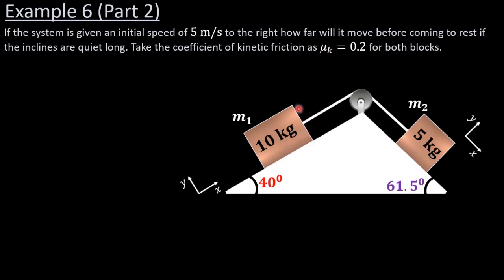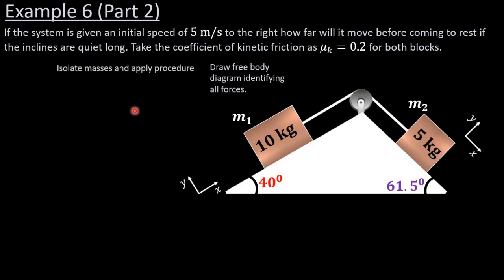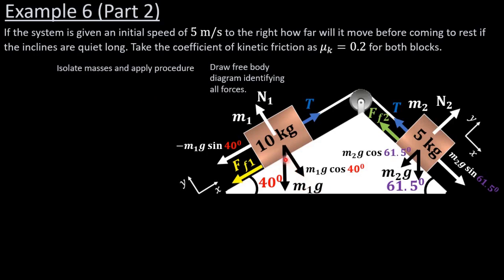And we know that these two blocks are given an initial speed of 5 meters per second to the right, meaning they're going to move in this direction. So this block's going to be going up, and this block is going to be going down. So just like we did before, draw in our free body diagrams. But this time I've included friction.